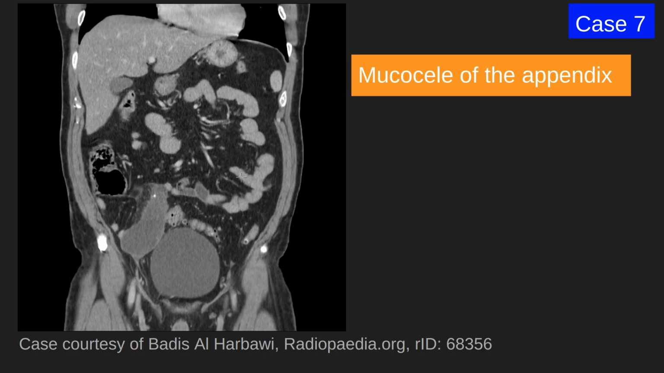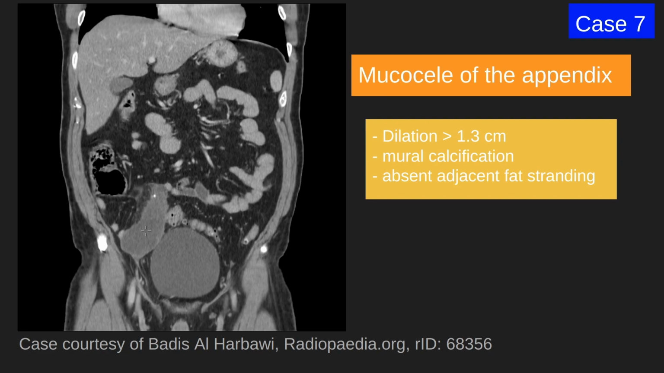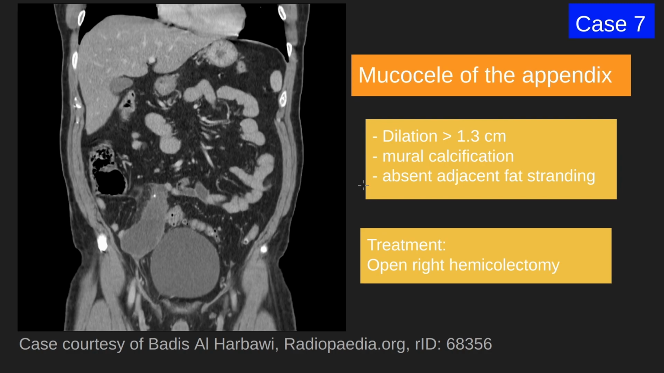Now, for mucocele of the appendix, the treatment of choice remains surgical excision. The typical imaging appearance is a dilated appendix, greater than 1.3 centimeters in diameter. Mural calcification is suggestive of mucocele. There is absent adjacent fat stranding, which we tend to see with appendicitis. The treatment of choice is open right hemicolectomy with excision of the mucocele. Laparoscopic excision is not recommended due to the risk of leaving behind a part of the mucocele.